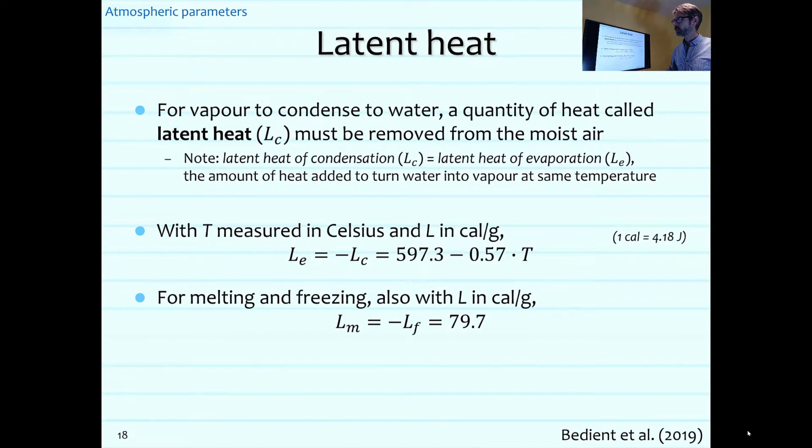The second is just a single number, although we'll see a modification of this equation later on in another topic of the course. What it says is that we need 79.7 calories of energy per gram of water to melt or freeze water. Obviously, if we're melting water, we need to add energy, and if we're freezing water, we need to take energy out. Note that 1 calorie here is 4.18 joules.